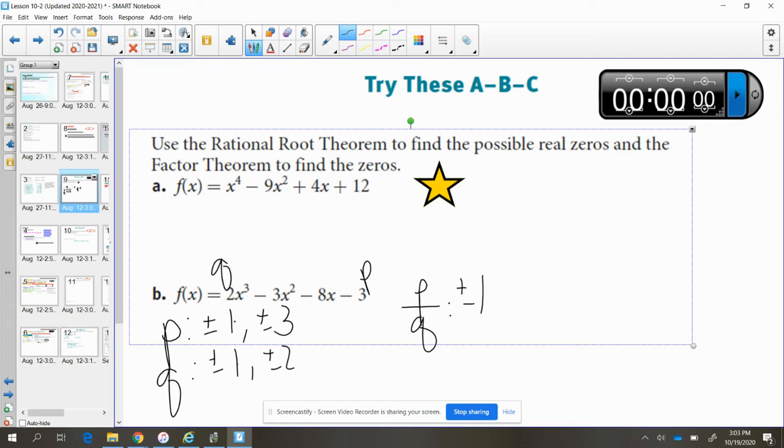So +1 and -1 are potential zeros. 3 divided by 1 is 3, positive or negative. So +3 or -3. And then we also want to do that with the second factor. So 1 divided by 2 is 1/2. So +1/2 or -1/2 could be zeros. And then 3 divided by 2, positive or negative, could be 0. So we have 8 potential options here.